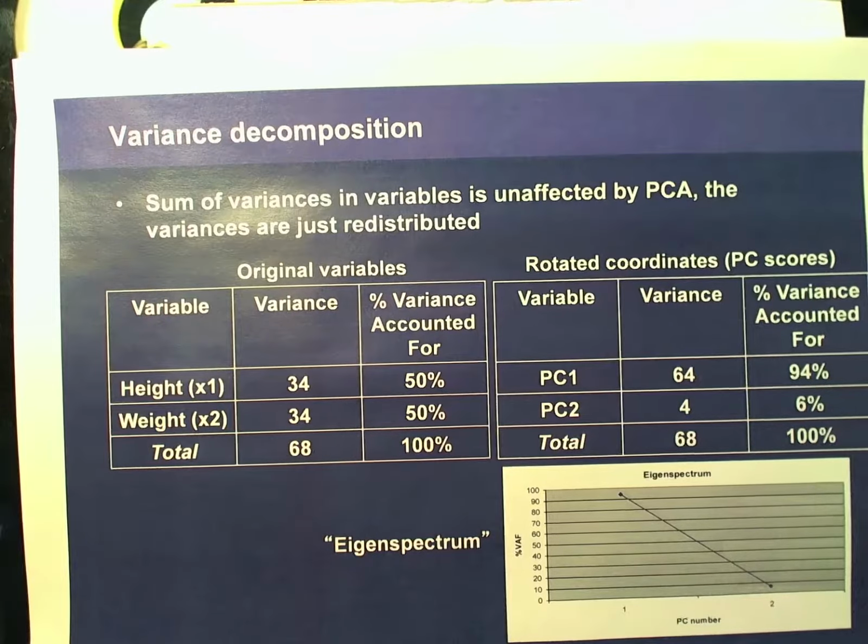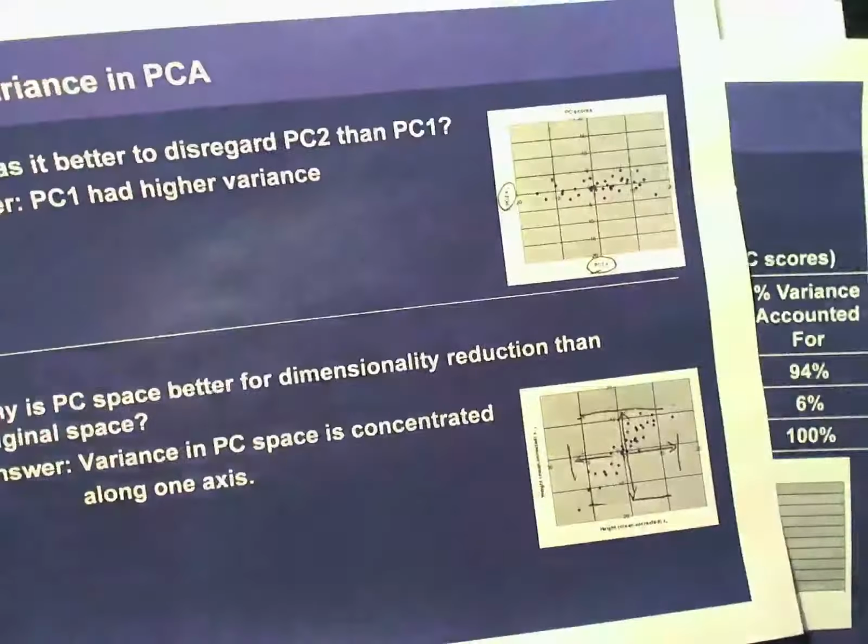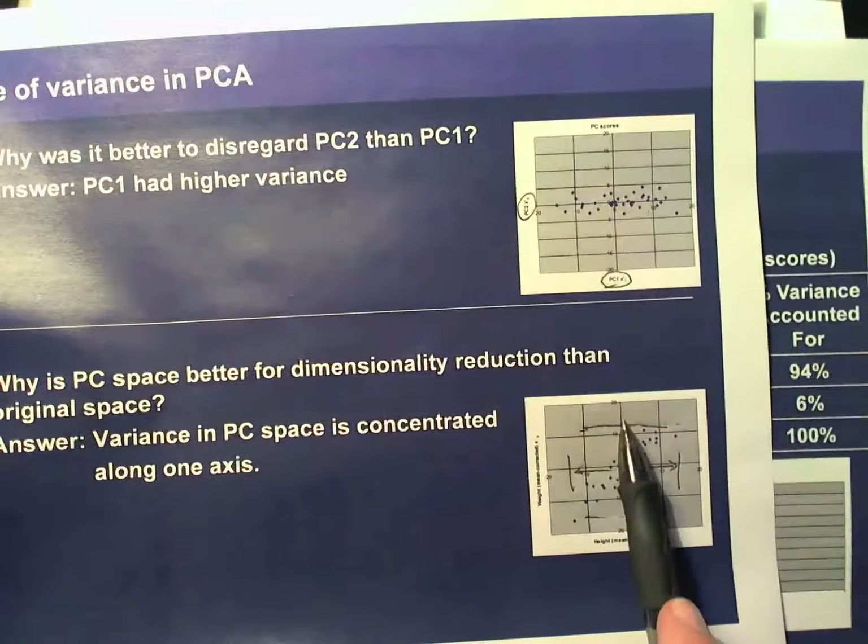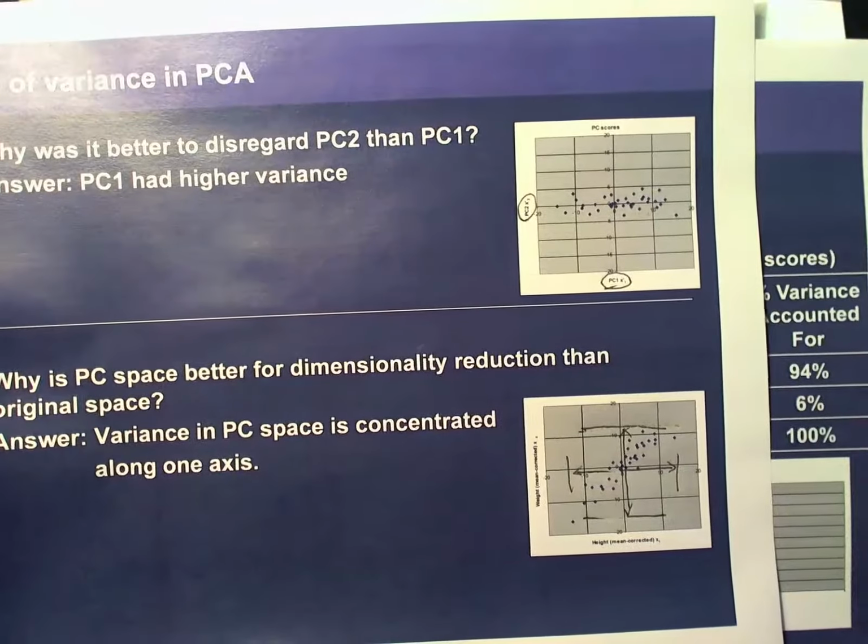This idea is called variance decomposition. What this refers to is how the variation in the two directions is composed.